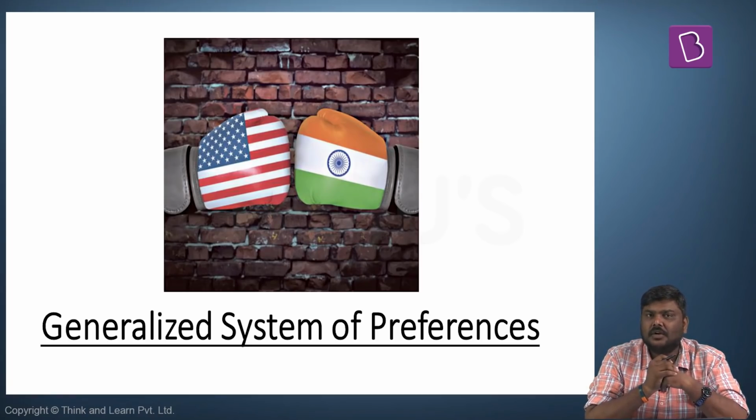Welcome to a session on a detailed discussion related to one of the very important current affairs topics, that is the Generalized System of Preferences. Very recently the President of USA has announced that he will be withdrawing the status of a GSP that USA had given to India back in the 1970s. Let's have a detailed discussion related to this particular topic.